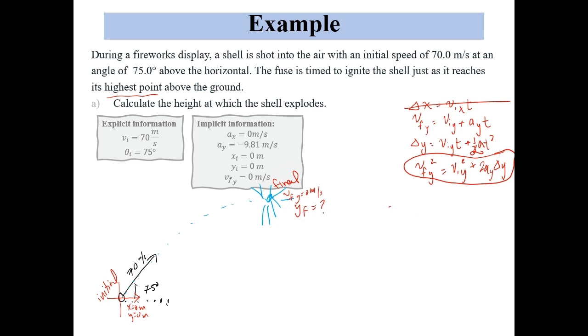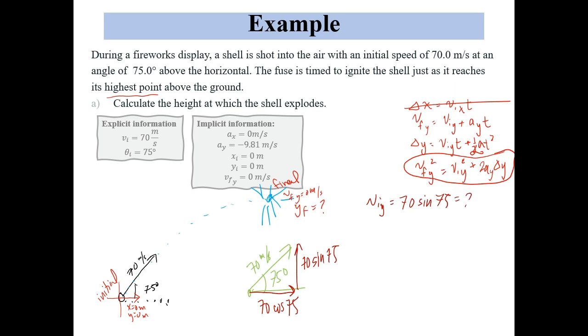Well, what is v initial in the y direction? We're going to get v initial in the y direction by breaking down our initial velocity into x and y components. So the vector is something like this, and this angle here is 75 degrees. So the horizontal component is just going to be 70 times cosine of 75, and the vertical component is going to be 70 times sine of 75. So my initial velocity in the y direction is just 70 times sine of 75. Okay, what does that come out to?